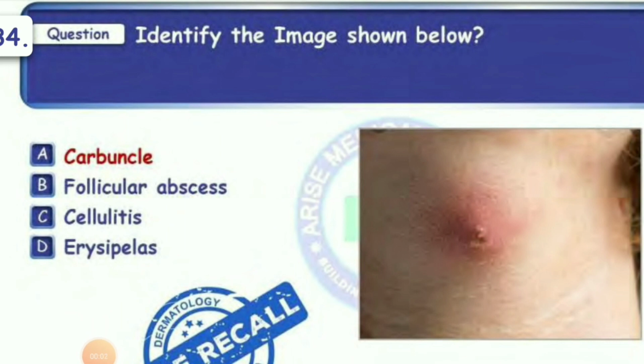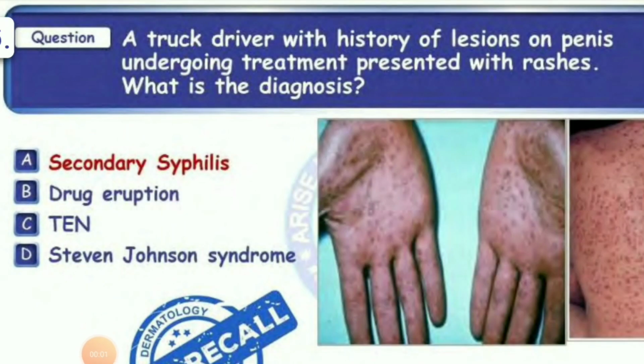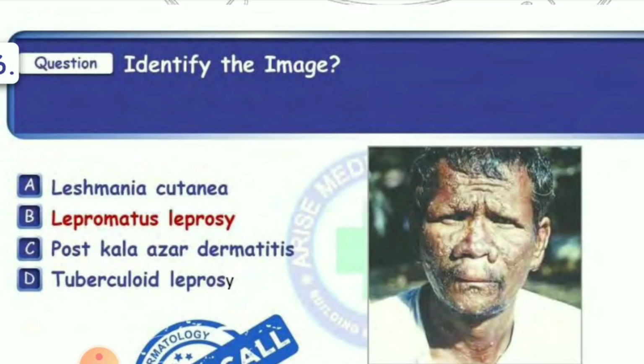Next question. Identify the image shown below. The answer is carbuncle. Next question. A truck driver with history of lesions on penis undergoing treatment presented with rashes. What is the diagnosis? Options are drug eruption, secondary syphilis, TEN, and Stevens-Johnson syndrome. The answer is secondary syphilis. Next question. Identify the image. Options are Leishmania cutis, lepromatous leprosy, post-kala-azar dermal leishmaniasis, and tuberculoid leprosy. The answer is lepromatous leprosy.